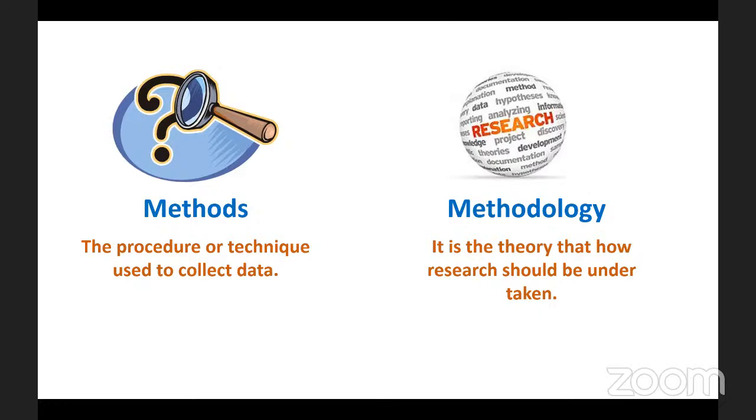But methodology is totally a different thing. Methodology is the theory of how research should be undertaken. Methodology involves so many steps, and methods is just a subset. You can say methodology is a superset and methods is a subset of it. So learning methodology is really important to conduct good research and to save your time. If you have learned the correct methodology, you are saving your time and your resources, and you are getting a good result in a short period of time.